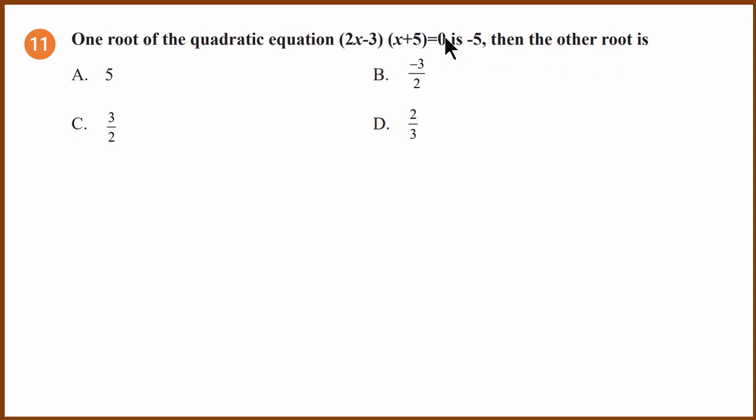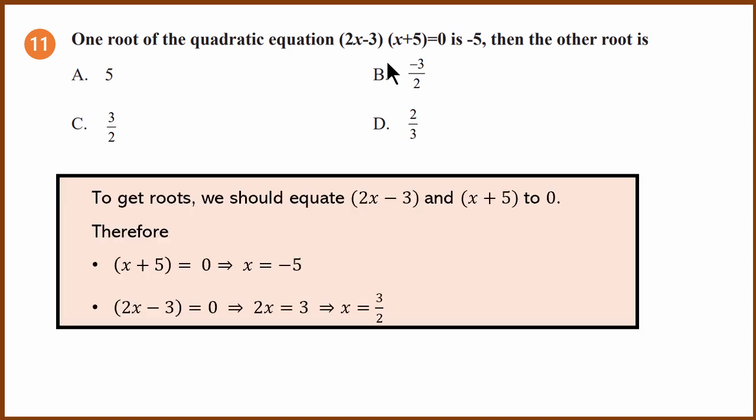ಈ ಥರ ಕ್ವೆಶನ್ ಕೊಟ್ಟಾಗ my suggestion is you just find the actual roots and one of them will be minus 5, but the other one will be the answer. ಏನಂದ್ರೆ, to get roots, we must equate the equation to 0, ಅಲ್ವಾ? Every factor has to be equated to 0. So first let us equate x plus 5 to 0. x plus 5ನ 0ಗೆ equate ಮಾಡಿದ್ರೆ x is minus 5. Take minus 5 to the right hand side, sign changes to minus, x becomes minus 5.